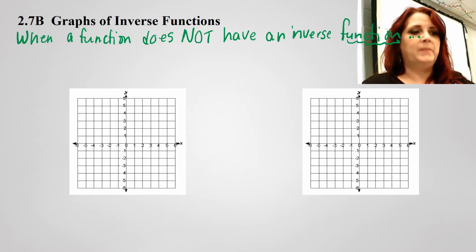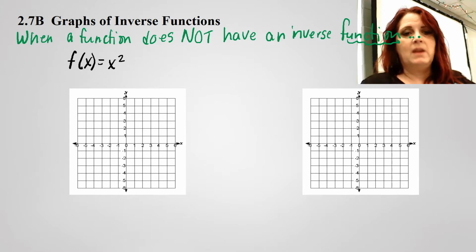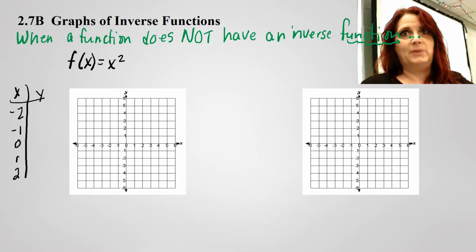Let's look at one that does not have an inverse function, and that is f of x is equal to x squared. We have an x and y table for this. Let's go -2, -1, 0, 1, and 2. And we get 4, 1, 0, 1, and 4.